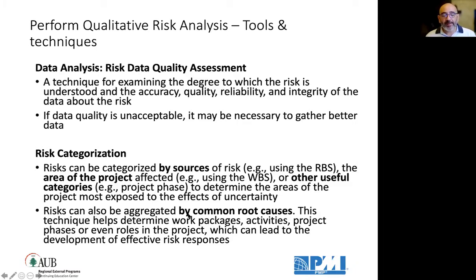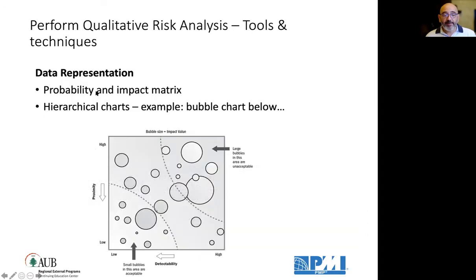Risks can also be aggregated by common root causes of the risk. This technique helps determine the work packages, the activities, the phases, or even the roles in the project, which can lead to proper development of risk responses. Data representation of probability and impact could be represented in bubble charts, okay, like this one. The bigger the bubble, the higher the risk.